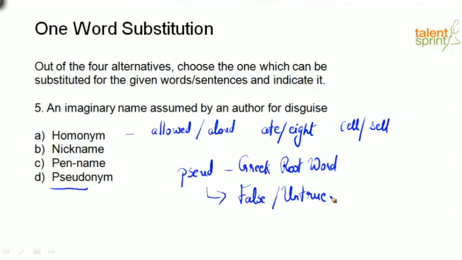Right? Now, in fact, if you ask me, pen name and pseudonym are synonyms, right? But keeping in mind, some of you, like Swati and Pavitra, came back and said pen name. The word itself has two words, right? That's why I said don't be deceived. We're looking at one word substitutions, right? You can safely eliminate C and just choose option D, pseudonym, right? That's the word. Pseudonym is an imaginary name assumed by an author for disguise, right? So our answer option is D.